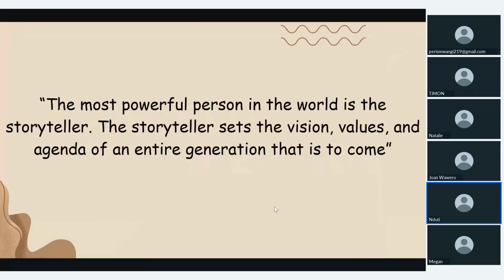Fantastic. So we'll begin our session with maybe just a quote to get the blood flowing. And it goes something like, the most powerful person in the world is a storyteller. The storyteller sets the vision, the values, and the agenda of an entire generation that is to come. Those are quite powerful words. I don't know about you guys, but when I came across this quote, I just felt like I needed to put it here because this removes the scope of data storytelling and opens up a whole other scope for this, right?